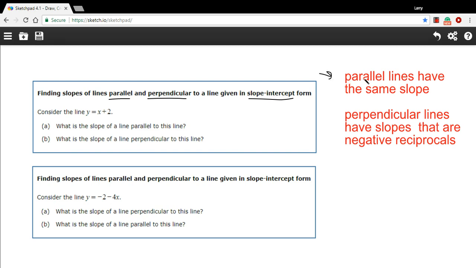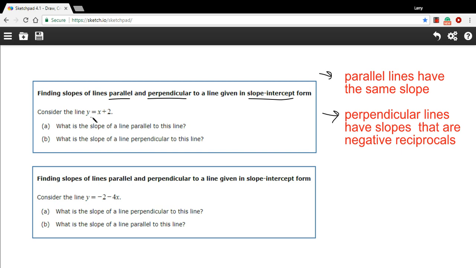Rule number one here is that parallel lines have the same slope. So that's pretty easy. If you can read the slope off your example line, then the parallel lines are going to have the exact same slope. A perpendicular line is going to have a slope that's a negative reciprocal. So what we're going to do is write the slope as a fraction, flip the fraction upside down, and then change the sign either from positive to negative or negative to positive to get that perpendicular slope.